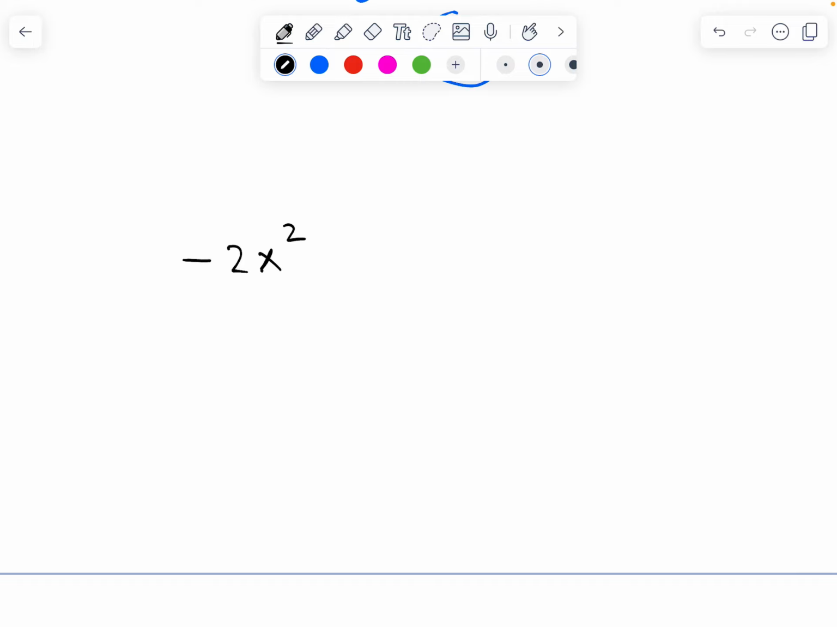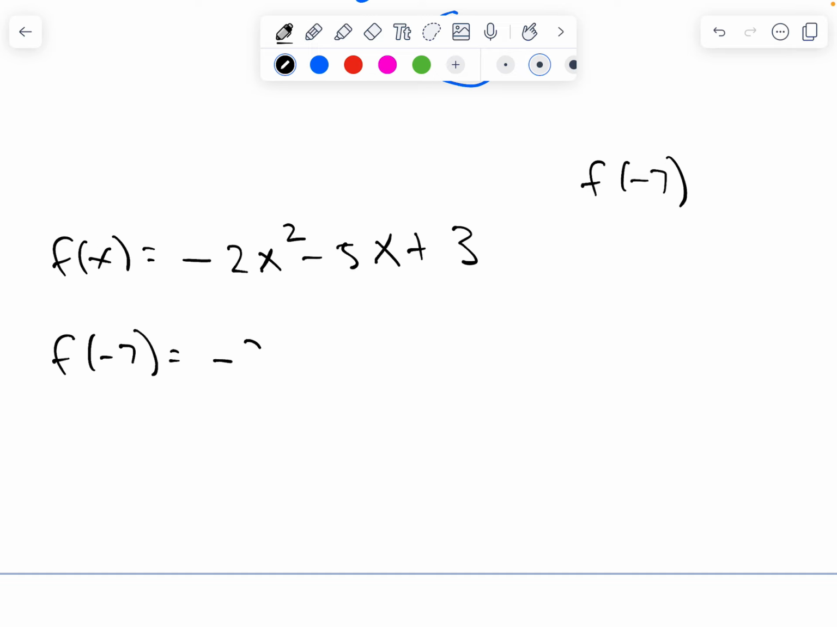Let's do this one. Negative 2x squared minus 5x plus 3. And wherever you see the x's, you're going to replace those with negative 7. So let's get this set up and then pause the video and see how you do on this one.